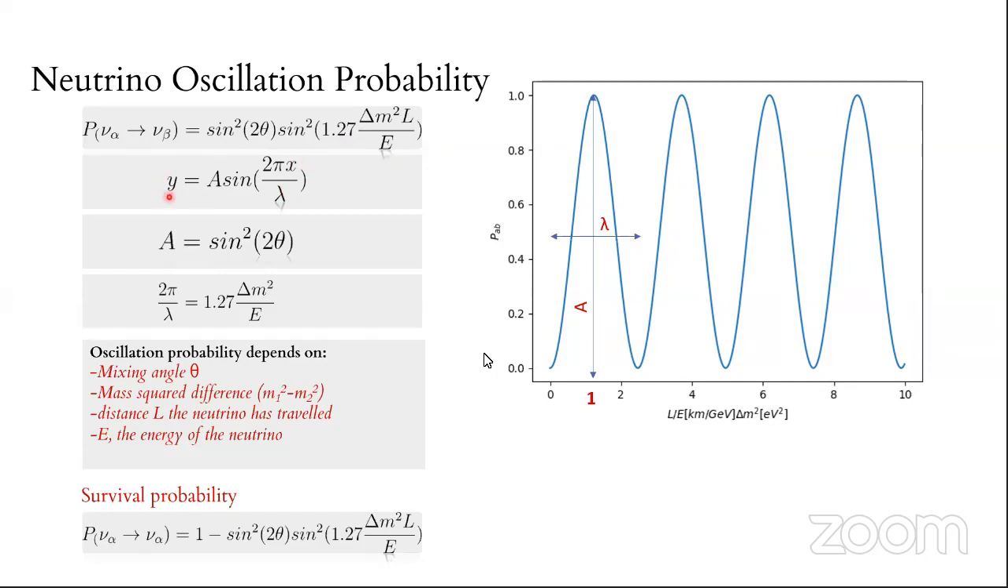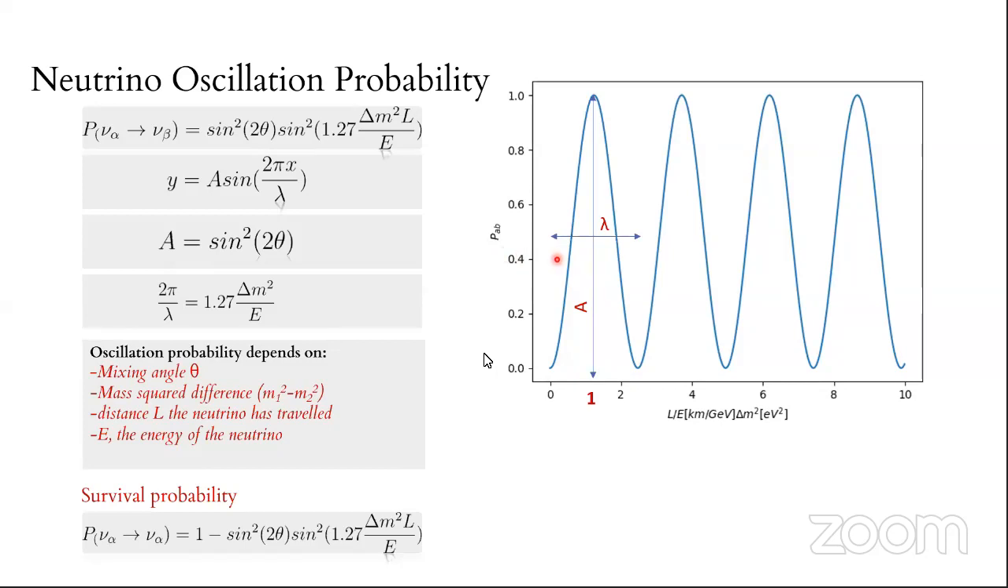So in a familiar form, this becomes y equals A sine 2 pi x by lambda. And this immediately says the amplitude of oscillation is equal to sine squared 2 theta. So by measuring the amplitude of the oscillation pattern, one would get the value of theta. Also, you see that 2 pi x by lambda would be equal to delta m squared L by E. So therefore, the wavelength lambda is related to delta m squared. By measuring the wavelength, one would measure the delta m squared. So here is a graph. On the x-axis is L by E over delta m squared, and on the y-axis is the probability of oscillation.